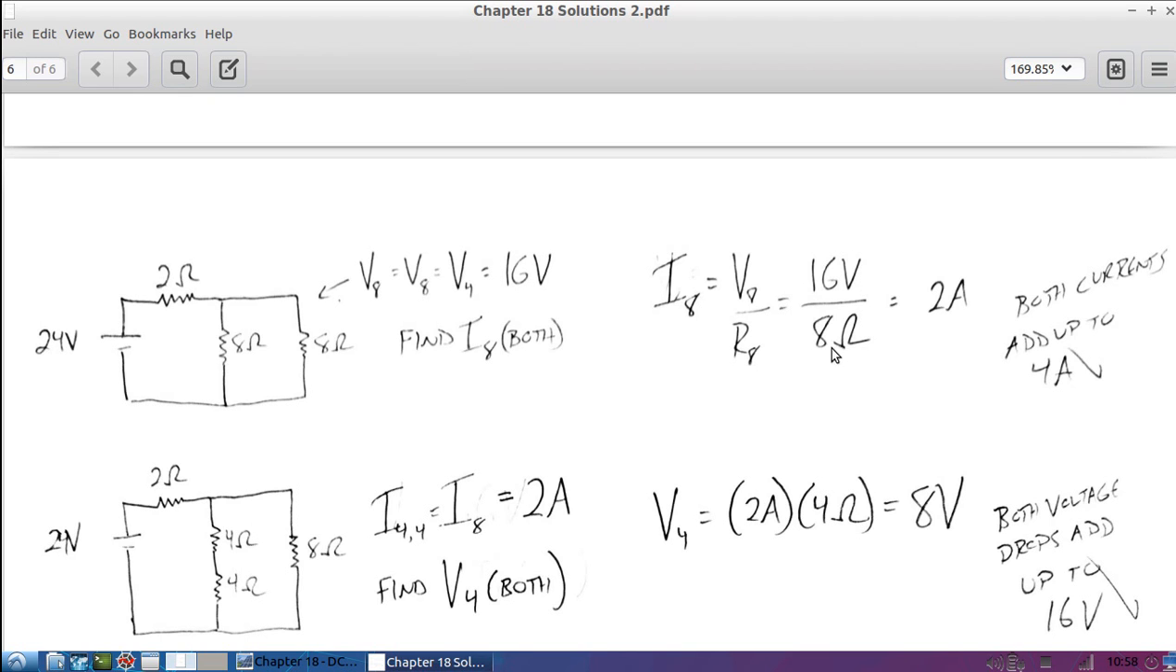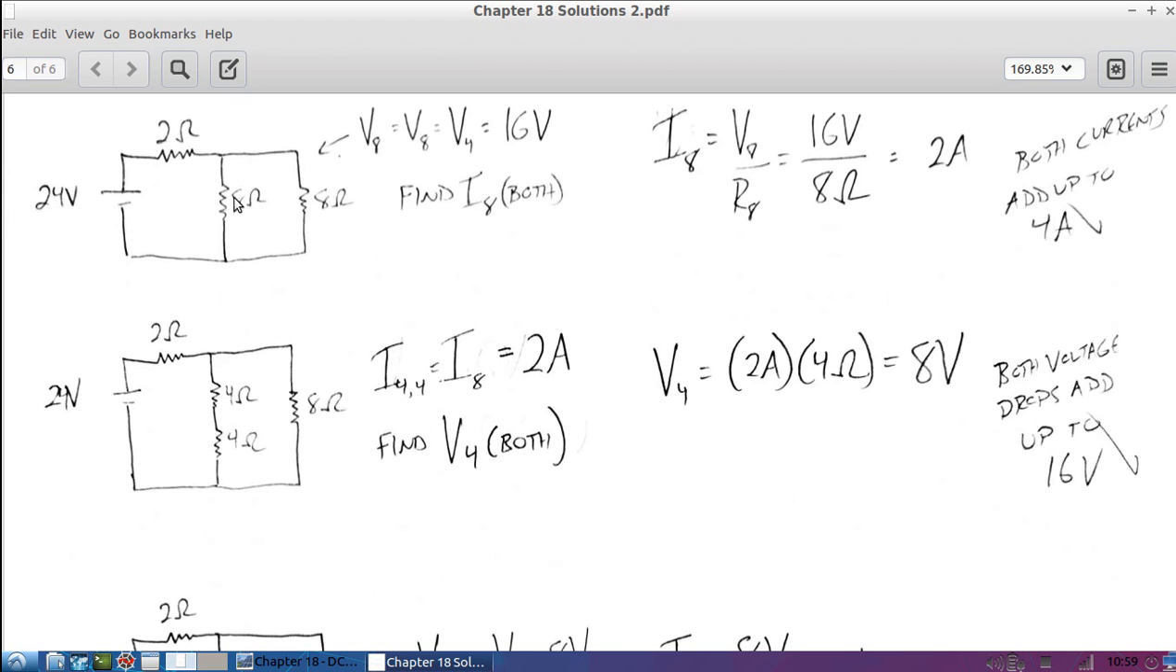16 volts divided by 8 ohms is 2 amps. These have equivalent resistances, so they're going to get the same current. So the current is equally divided amongst these two paths. So 2 amps plus 2 amps equals 4 amps. So that's good. That's the current that I know is going into the junction.